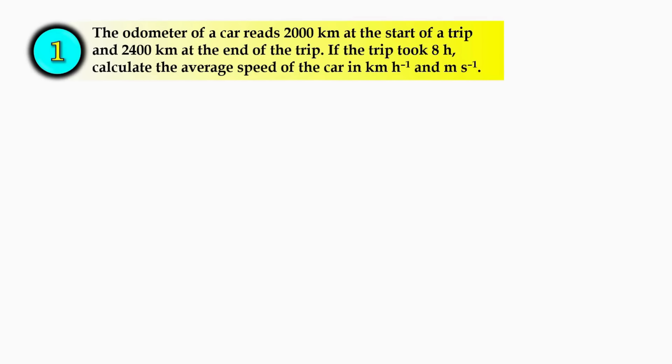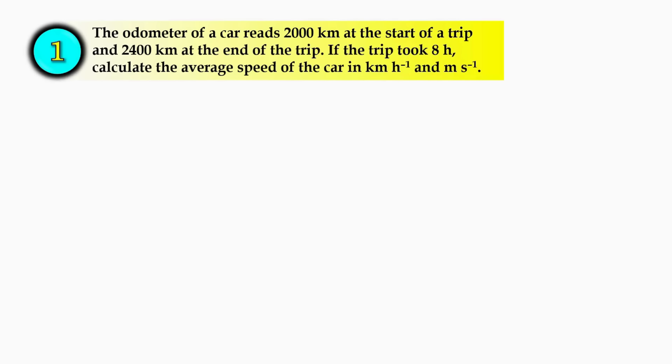Now let us solve the first numerical problem based on average speed. The odometer of a car reads 2000 kilometers at the start of the trip and 2400 kilometers at the end of the trip. The total time taken for the trip is 8 hours. We need to calculate the average speed of the car in kilometers per hour and meters per second.